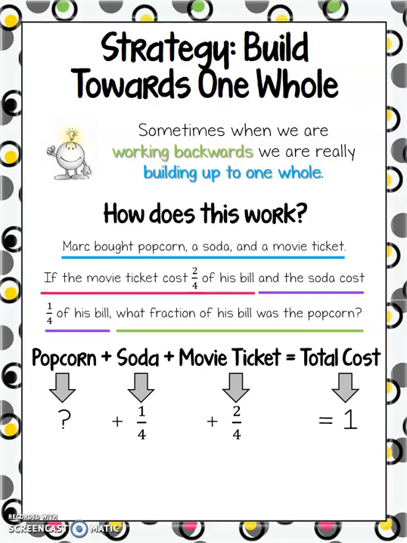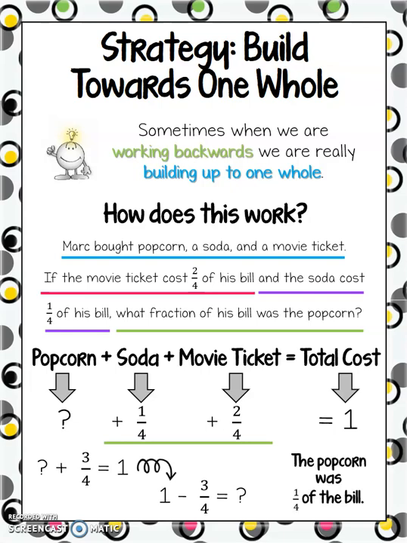I don't need to know a specific dollar amount. I just want to know a relationship or what fraction that was. But I can still do the same thing. I'll still combine together the pieces I know to show that the popcorn plus 3/4 of the bill equals one whole. Since I'm working backwards, I'll do the opposite operation. So that means this is the same as 1 minus 3/4 will tell me the fraction of the bill that was for the popcorn. That means the popcorn was 1/4 of his bill.